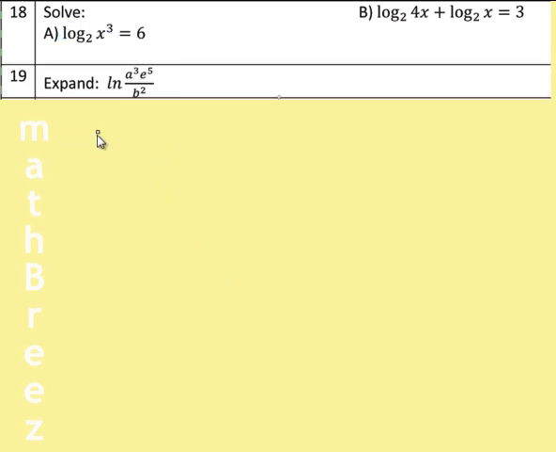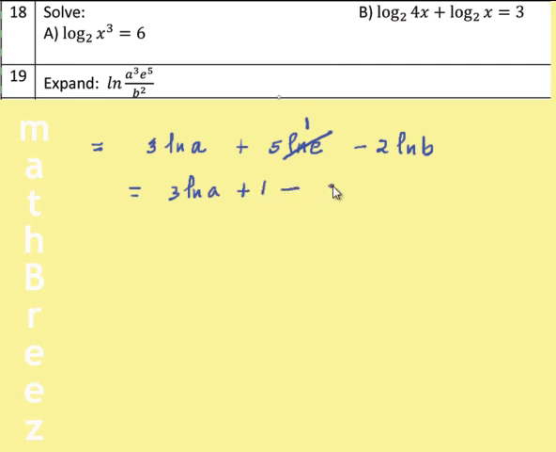In 19, we're expanding this expression. So let's do this in one step. We're going to immediately bring down that 3 and bring down the 5. And for the denominator, we subtract 2 ln b. Let's remember that ln e is 1. Okay, so we have 3 ln a plus 1 minus 2 ln b.